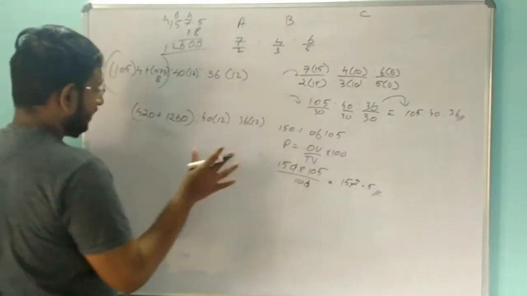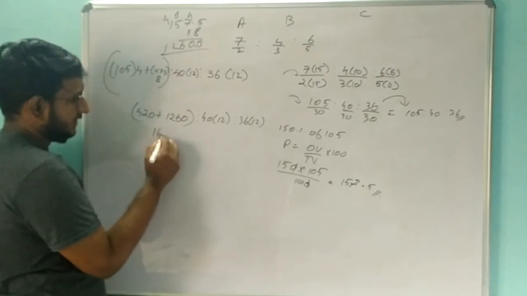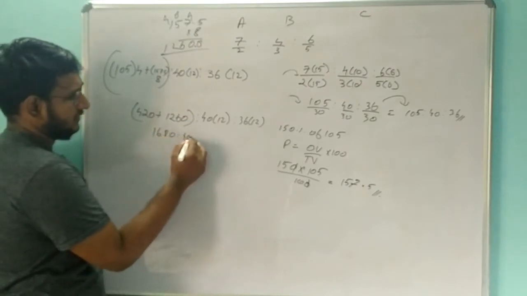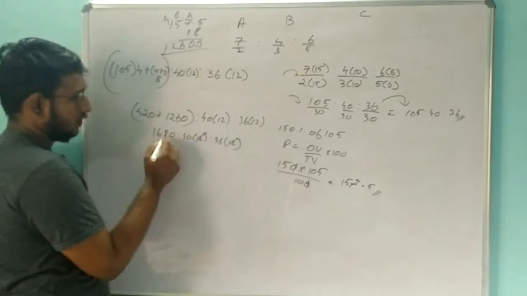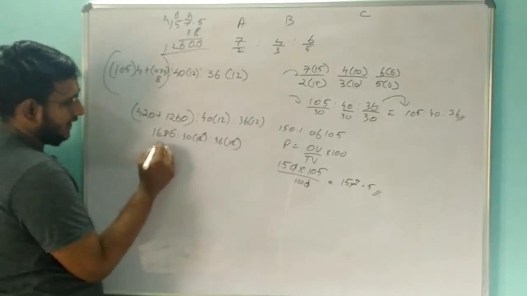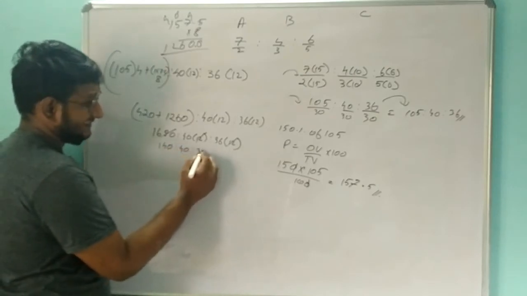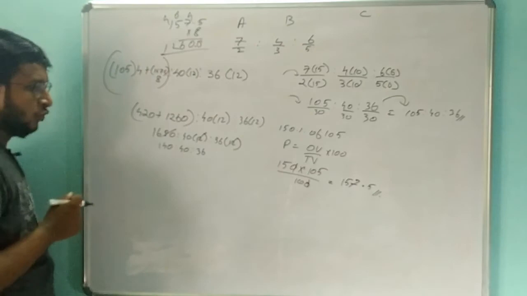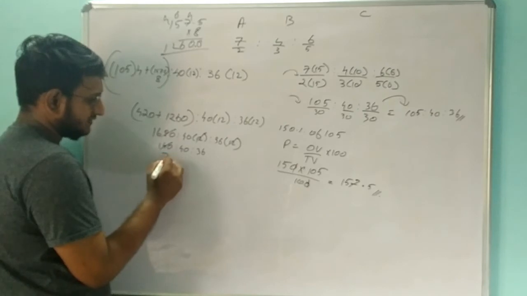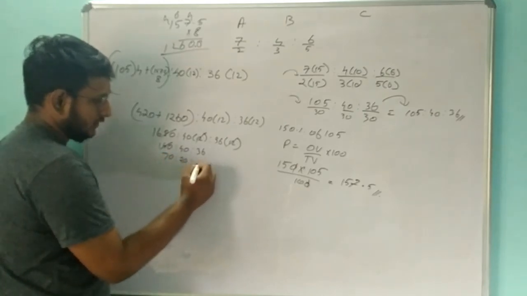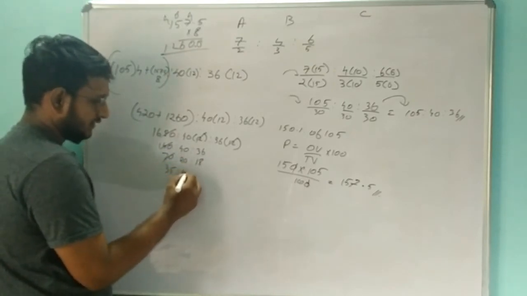12. Okay, so again what we are going to do is just add this. We will have 1680 is to 40 into 12 is to 36 into 12. So we can remove 12 altogether. If you remove 12 over here, we will have 140 is to 40 is to 36, right? And again we can remove 2, so we will have 70 is to 20 is to 18. Again we can remove 2, so 35 is to 10 is to 9.